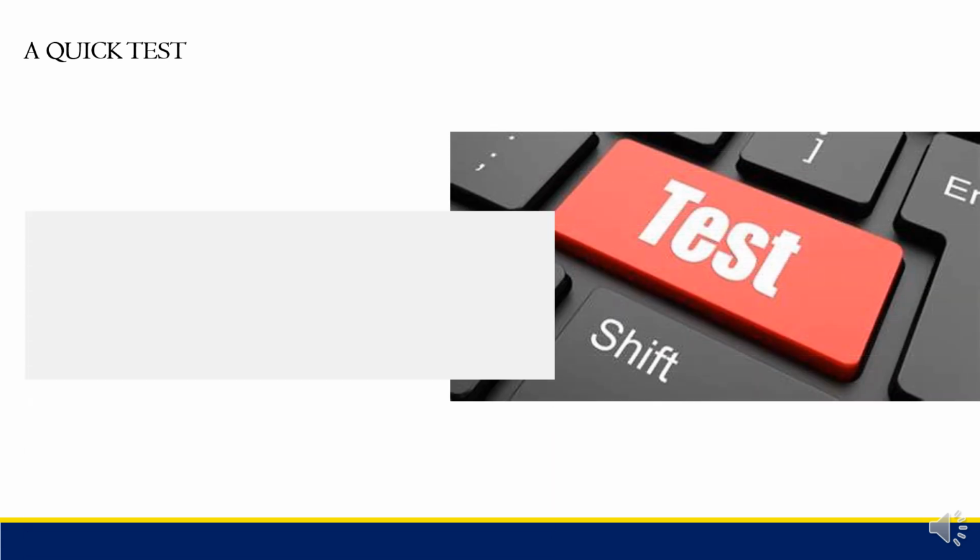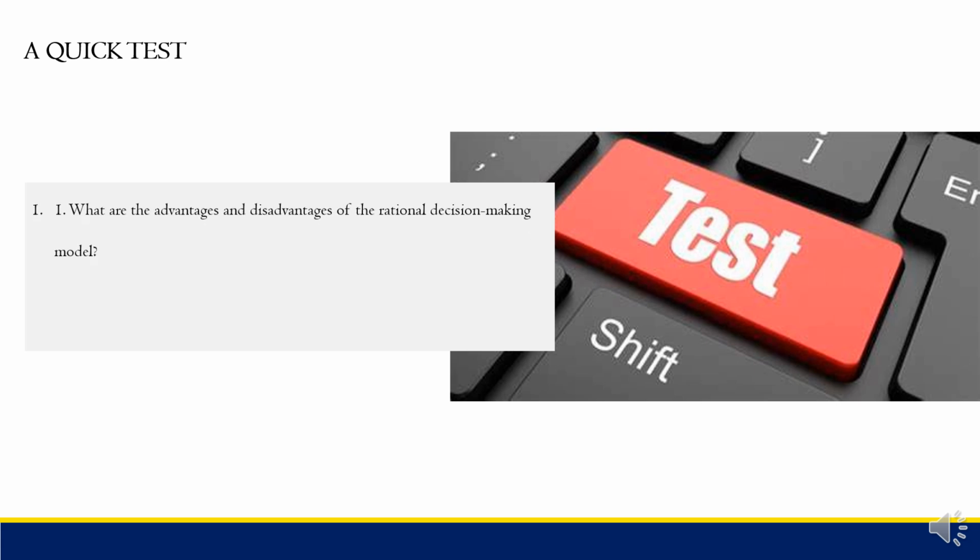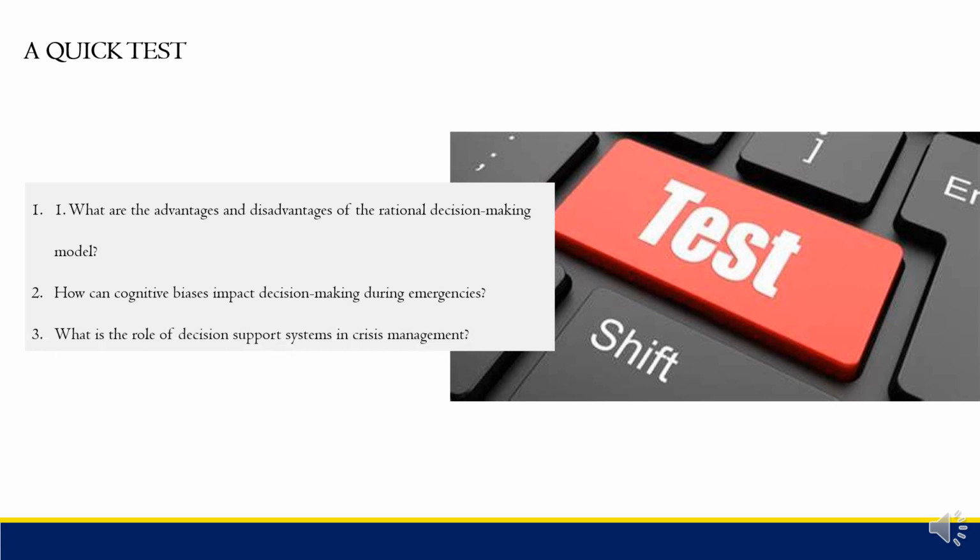A quick test. What are the advantages and disadvantages of the rational decision-making model? How can cognitive biases impact decision-making during emergencies? What is the role of decision support systems in crisis management?